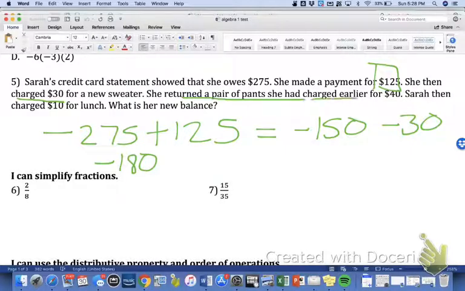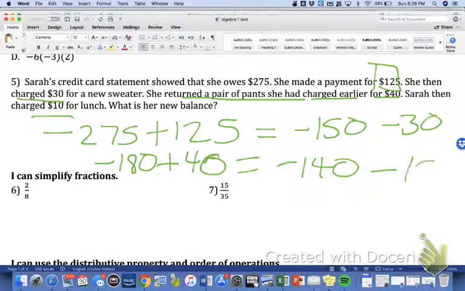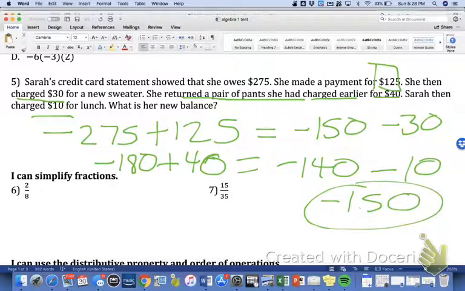And she returned a pair of pants that she had charged earlier for $40. So we're going to take $40 off of what she owes. So that means it's a total of negative $140. And finally, then she charged $10 for lunch. So that's another 10. So her final balance is $150.